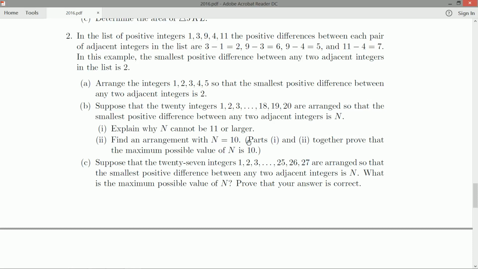But 10 is half of 20, and so the smallest difference being 11, there really shouldn't be a way to space the numbers out. So there should be some way to show that some numbers got to be placed next to a number that's at least 10.